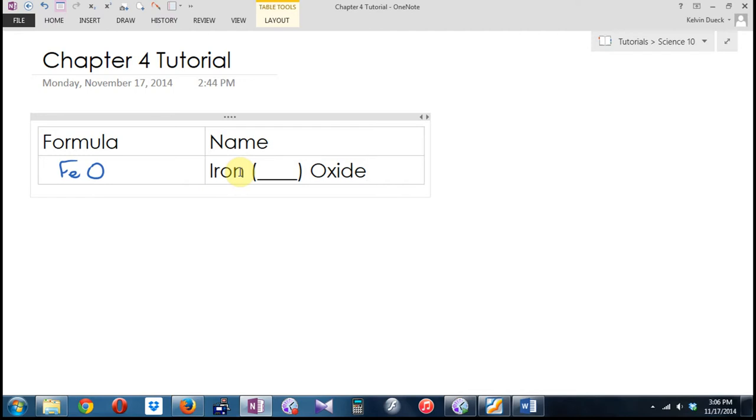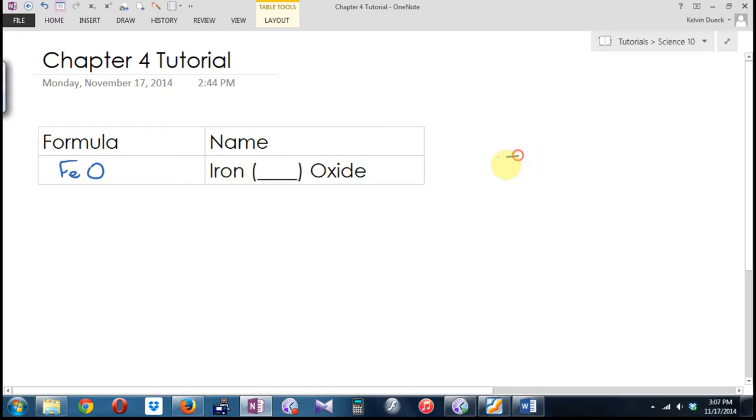So, how do I figure out the charge, the Roman numeral? Well, I have to uncrisscross. What number in my formula is sitting beneath the iron? An invisible one. So if I uncrisscross, what number is sitting right here? It's invisible. Plus one. So at first you might think it's that.